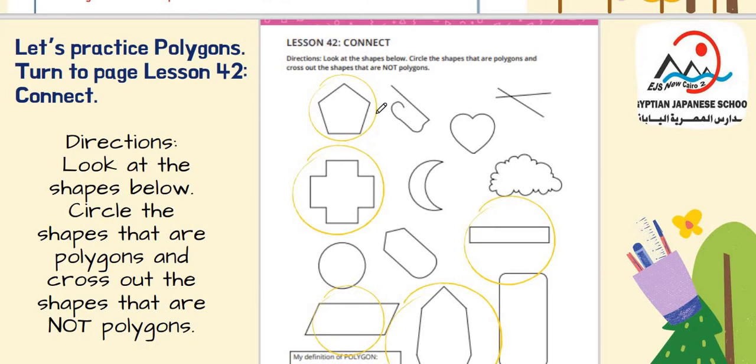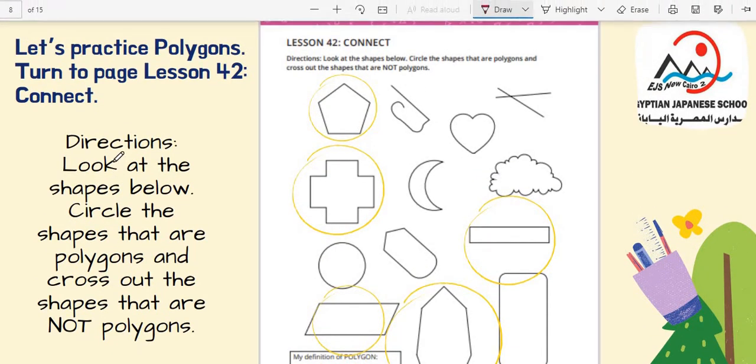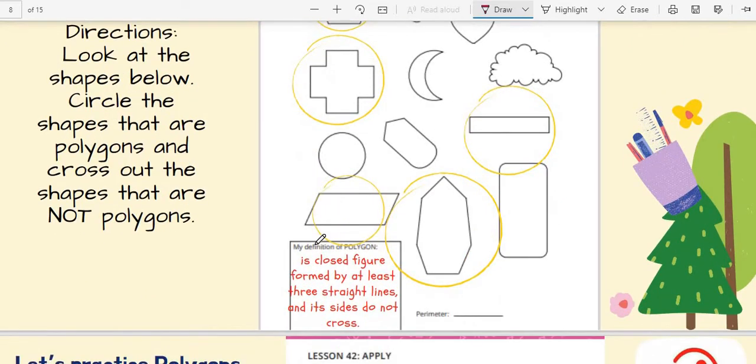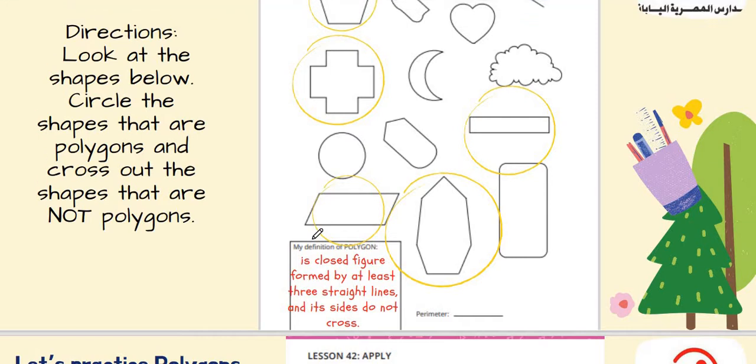Lesson 42. This page we solved before in our live session. Our directions here: look at the shapes below. Circle the shapes that are polygons and cross out the shapes that are not polygons. Before that, please remember the definition of polygon. A polygon is a closed figure formed by at least 3 straight lines, closed straight lines, and its sides don't cross.